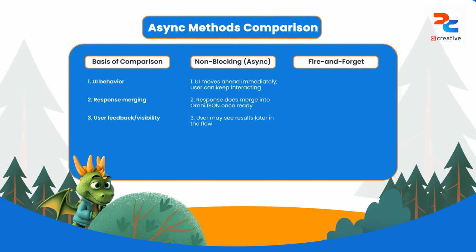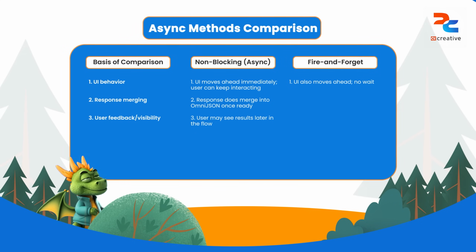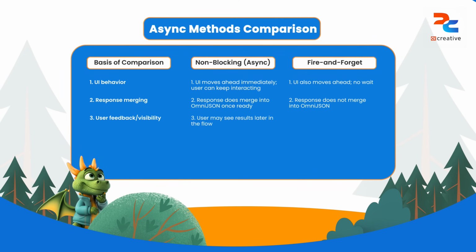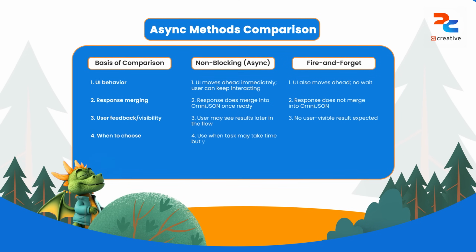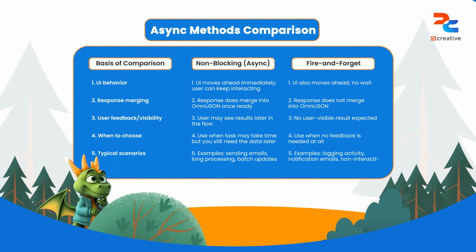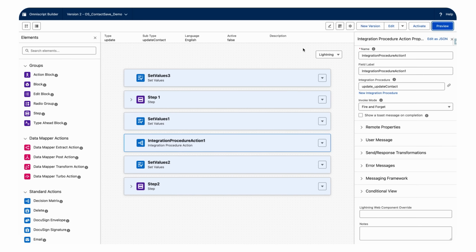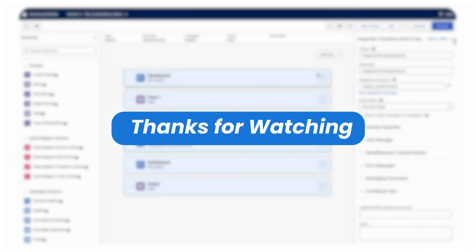Now, finally, fire and forget. You should use fire and forget when the task runs in the background and doesn't require user feedback. Something like logging actions, sending notification emails, or performing non-interactive updates. So, to summarize, the choice between synchronous, non-blocking, and fire and forget invokes depends on the task and the user experience you want to create. Make the right choice based on the task urgency and whether the user needs to be aware of the backend operations.